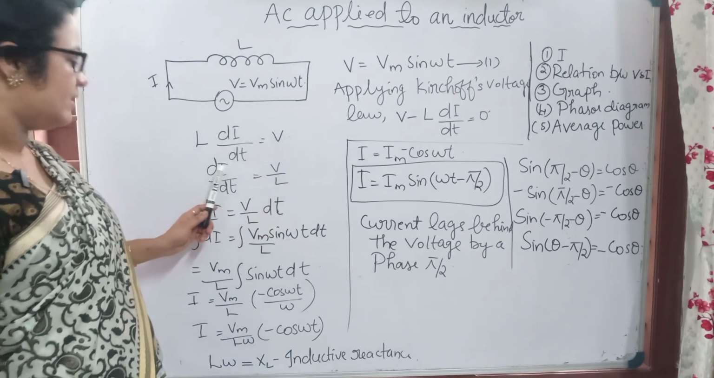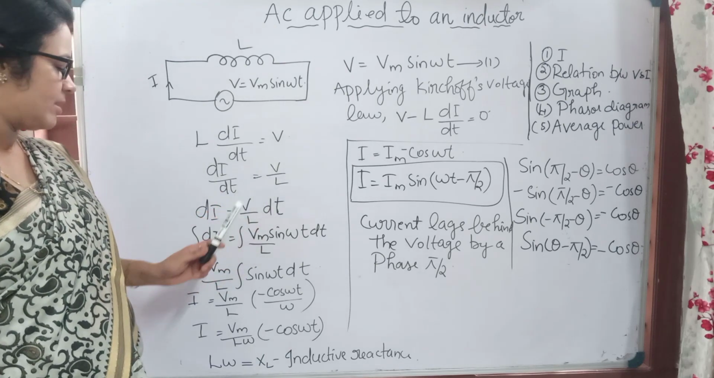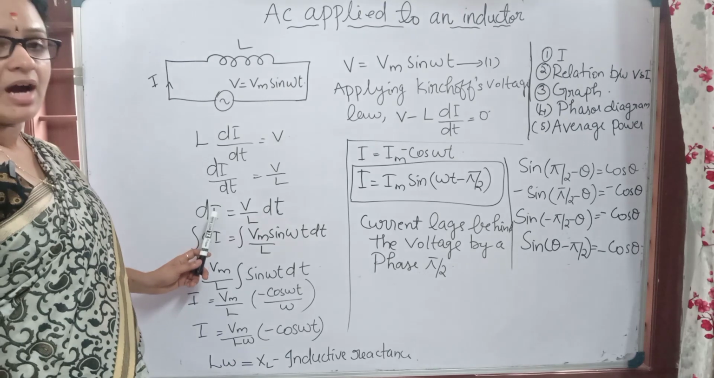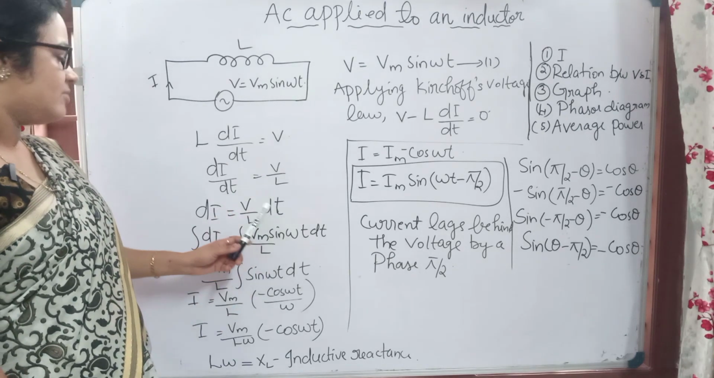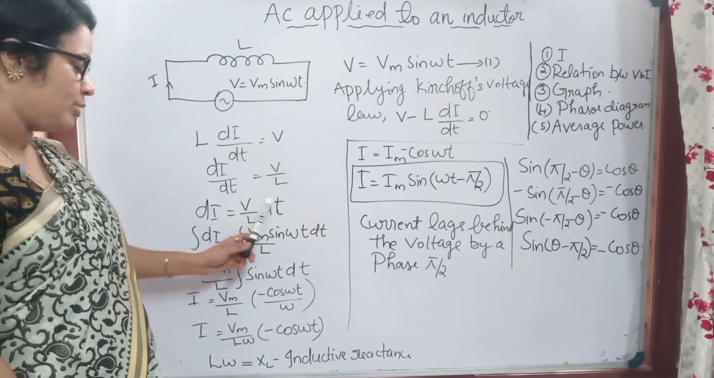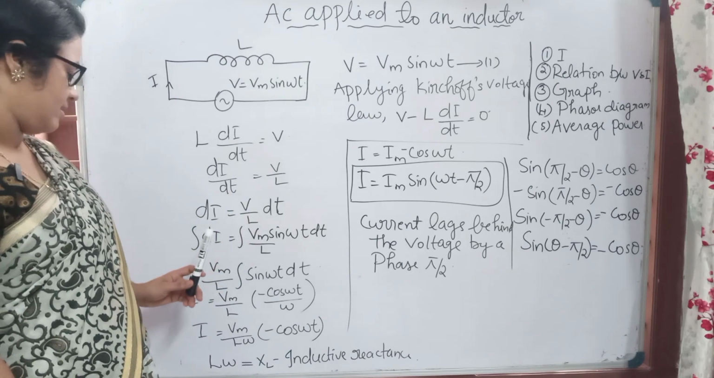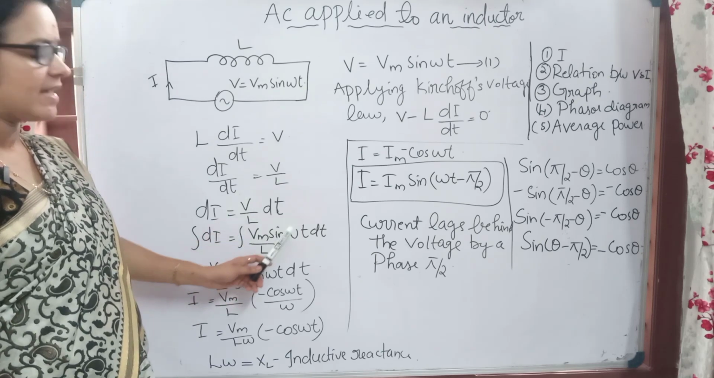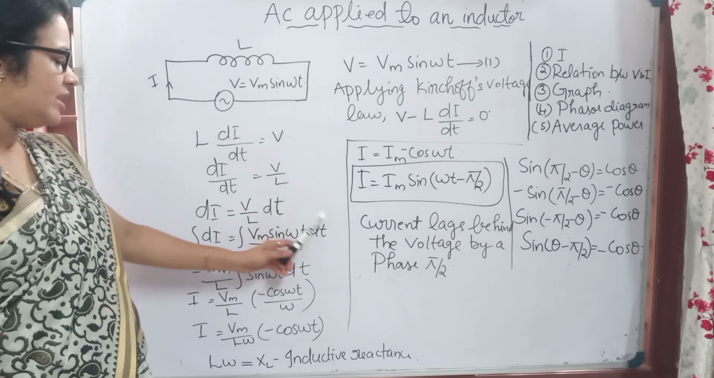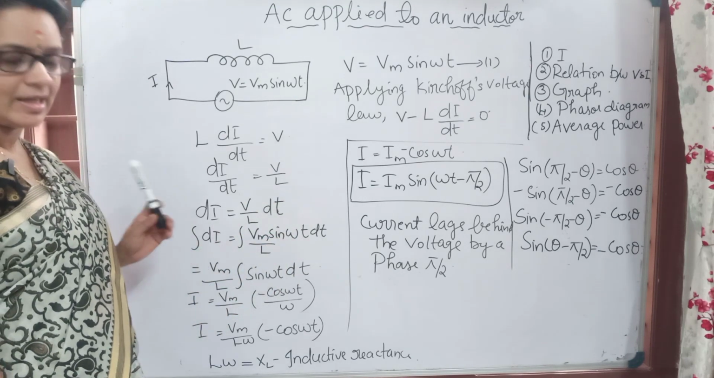Then what about di? That is V by L into dt; we can just cross multiply here. Then what will be I? That will be the integral of di, right? So instead of V we can write Vm sin omega t, then into dt, divided by L. So here we have to integrate to get the total current I.